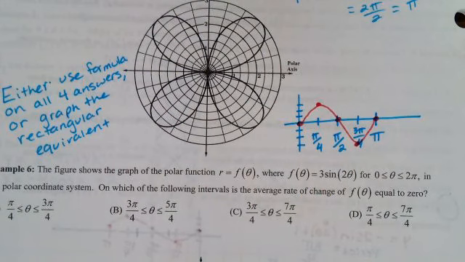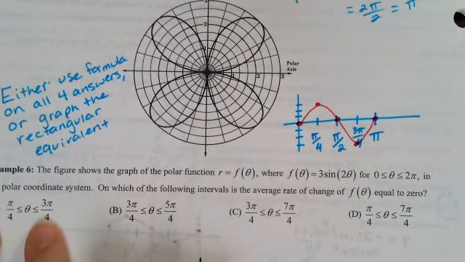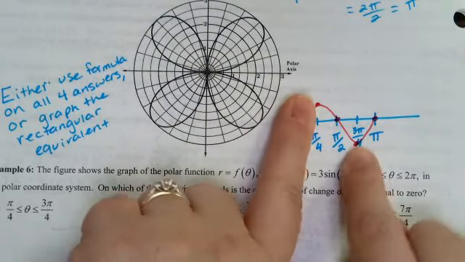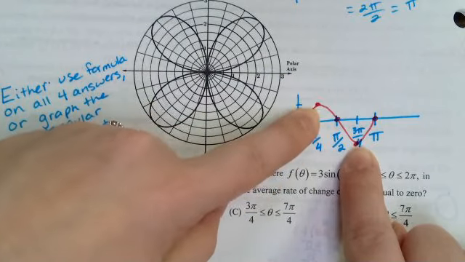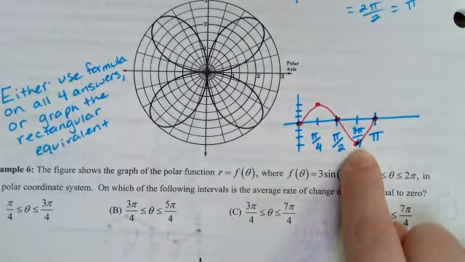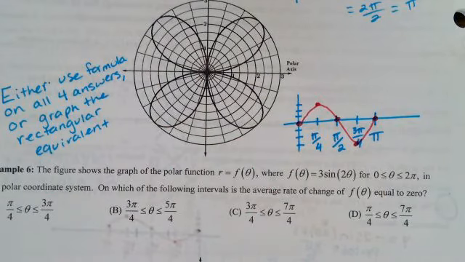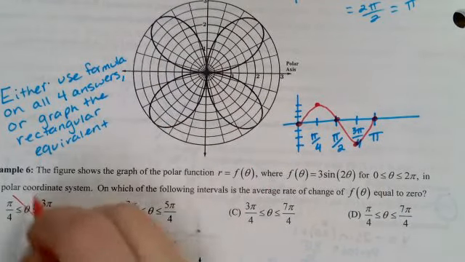So here's what I want you to look for. If they want the average rate of change to be 0, and I look from pi over 4 to 3 pi over 4, those first two choices, do you see where those points are? One is up high, one is down low. They are not at the same y value. So if they're not the same y value, it doesn't work.